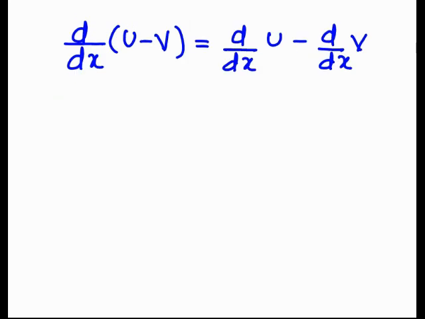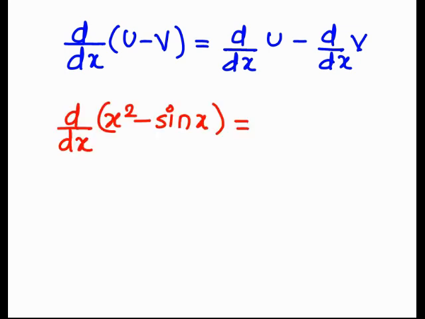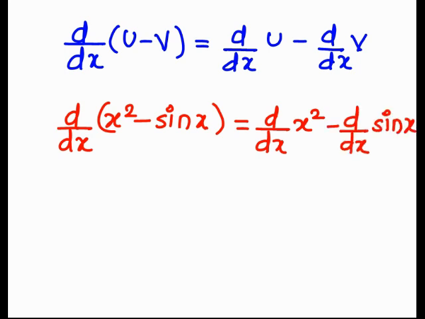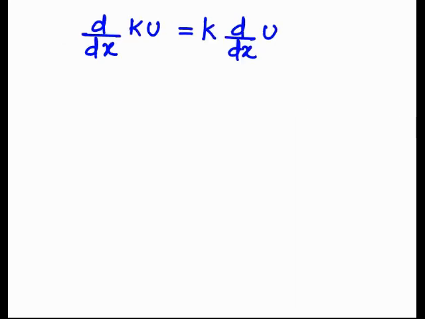Let's go for the next property, that is derivative of subtraction of two functions. Here again we apply the derivative separately. So we understand with the help of an example, derivative of x square minus sin x. So derivative of x square minus the derivative of sin x. Derivative of x square is 2x and derivative of sin x is cos x.